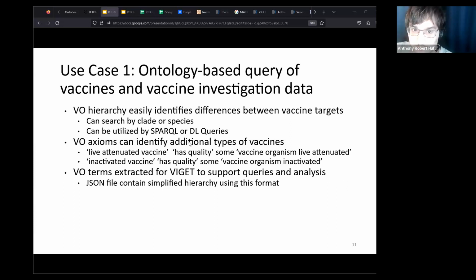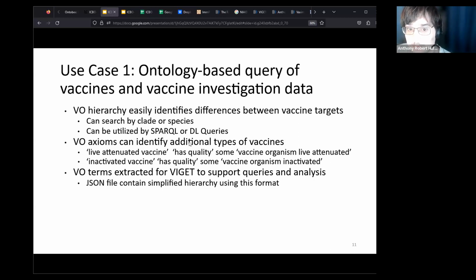However, while I showed the broad hierarchy slide before, we also imported a couple of axioms, and these axioms are used to clarify some of the additional children and parents that can be inferred through specific vaccines. The two that I want to focus on for this talk are live attenuated vaccines and inactivated vaccines. Both of these are vaccines that utilize the actual virus or bacteria which is targeted against, instead of just using a subset or the specific gene or protein.